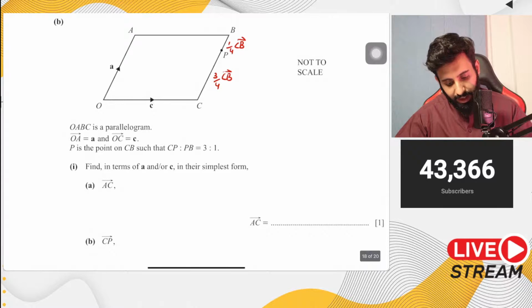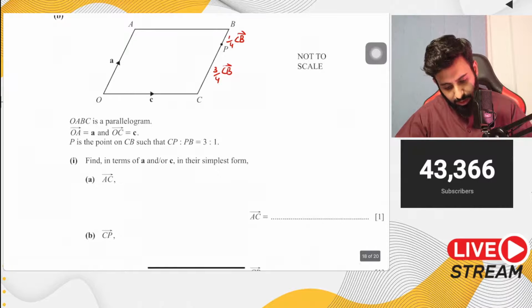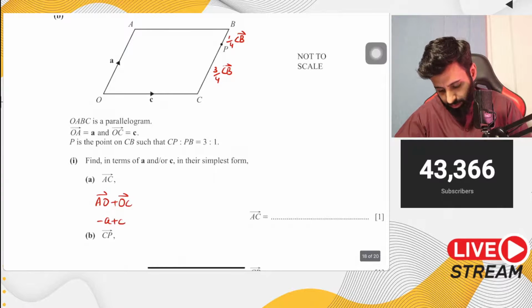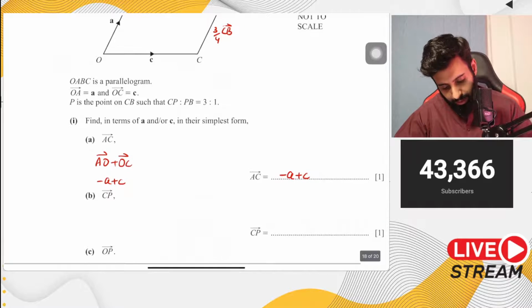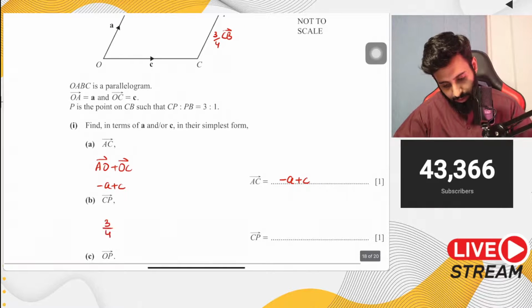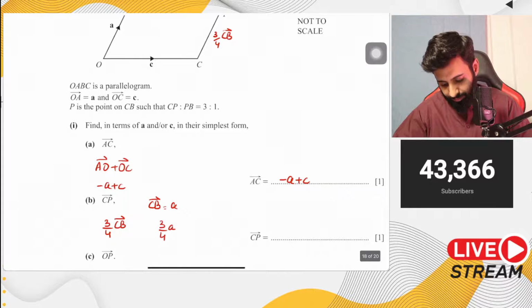Find AC. Okay, so AC is going to be pretty easy. AO plus OC, which means minus a plus c. So there you go. Minus a plus c is your answer. Then it says CP. We've already kind of worked out CP. CP is 3/4 of CB. And since we're talking about a parallelogram, CB is going to be equal to a as well. So that means this is equal to 3/4 of a.